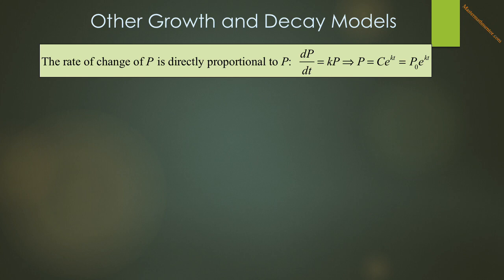In the last chapter, we showed that the statement, the rate of change of P is directly proportional to P, translates to the differential equation dP/dt equals kP. Solving this by separation of variables gave P equals Ce^(kt), or P equals P0 e^(kt), modeling exponential growth or decay. It was recommended that you memorize this because the situation shows up a great deal, and it saves you the steps of solving it every time.